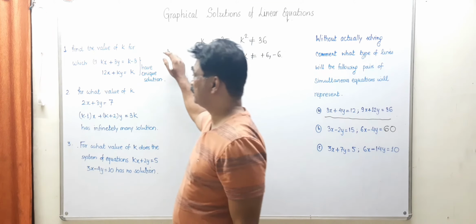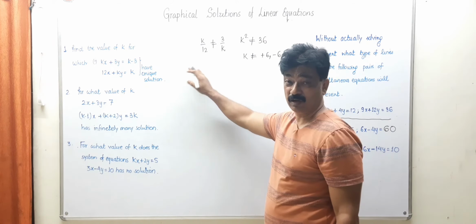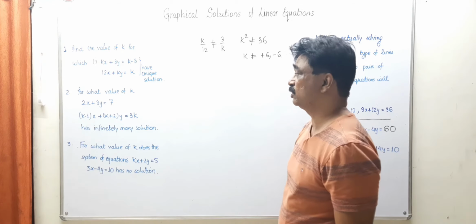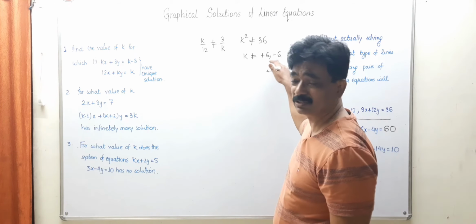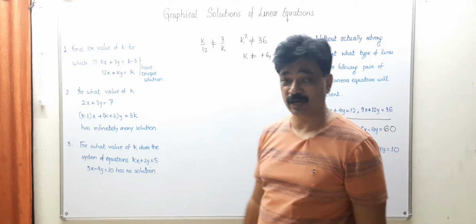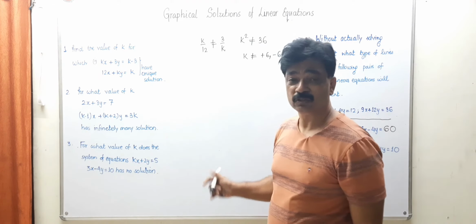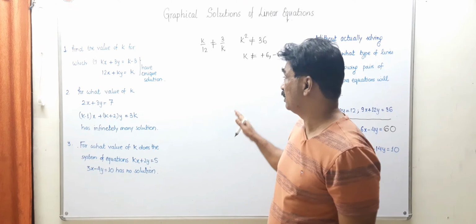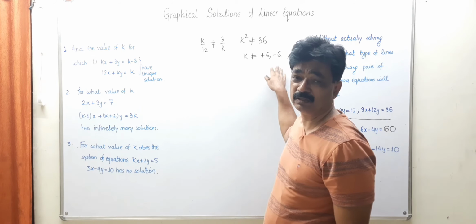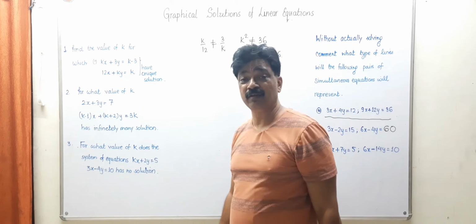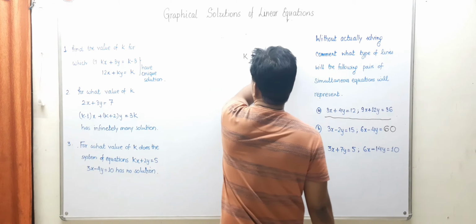That means this pair of equations will have unique solution for all the real values of k except plus 6 and minus 6. Remember, that is what you have to write, that this equation will have unique solution only when the value of k is not equal to plus 6 or minus 6. That means for all other real values k will represent intersecting lines and it will have unique solution.